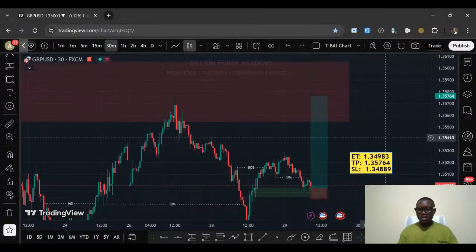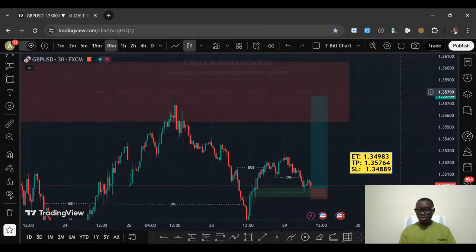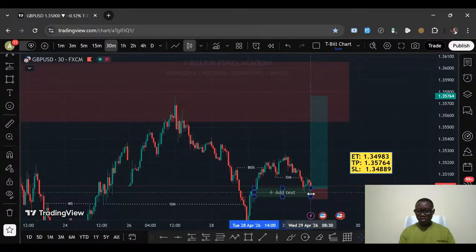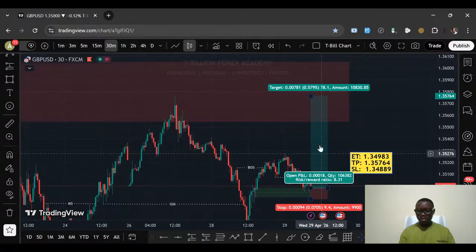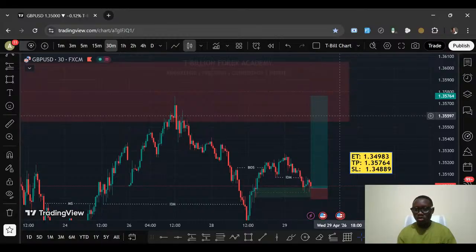Okay, so that is that. I've dropped the signal on the free signal telegram channel, so you can take that trade. Keep your SL really tight. That's our SL, and this is our TP. That's a 1:8.31 risk reward ratio.